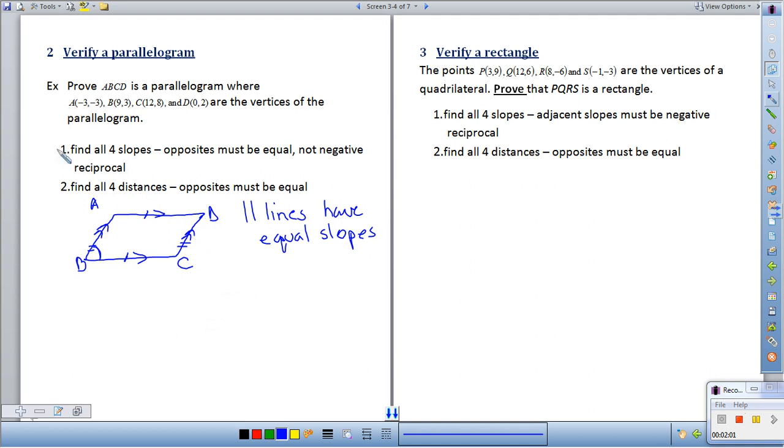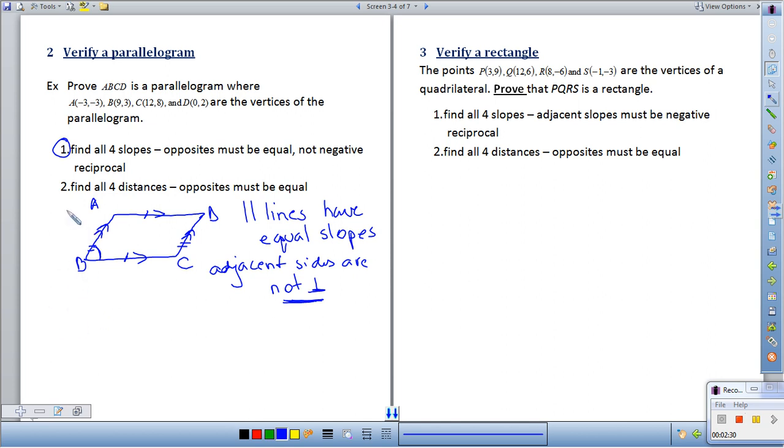which means we have to find the slopes of all the sides and see if the opposite sides have equal slopes. But also for this first verification step, we have to prove that adjacent sides are not perpendicular. And that is very important because in all respects, a parallelogram is a rectangle without a 90-degree angle. So we really have to prove that adjacent sides are not perpendicular.